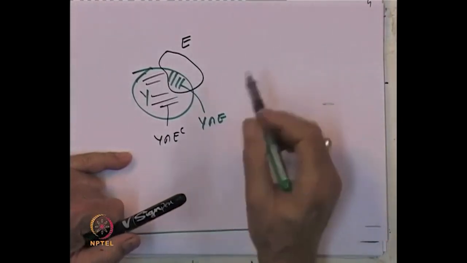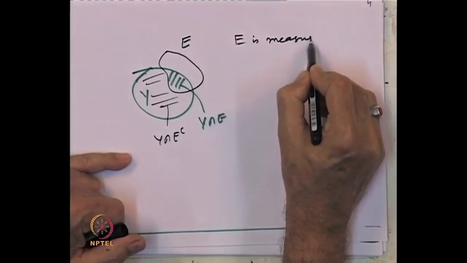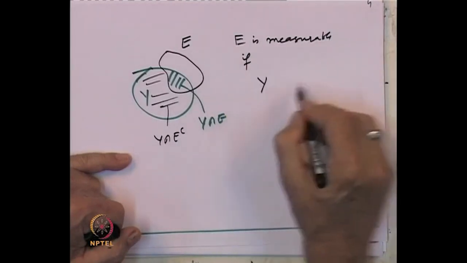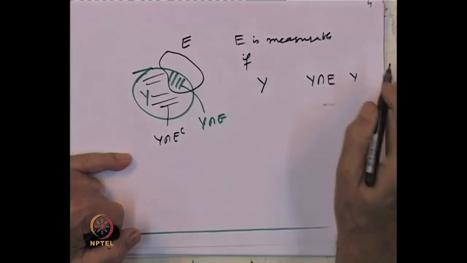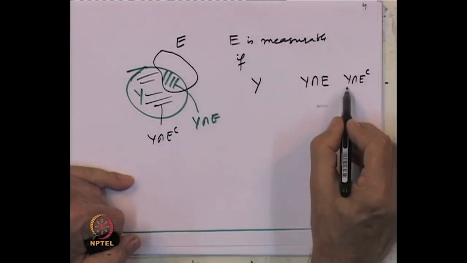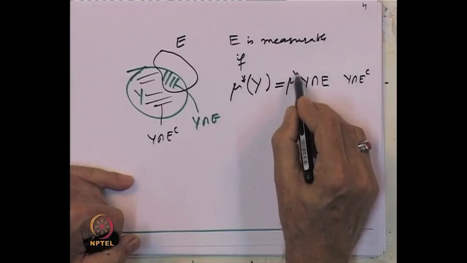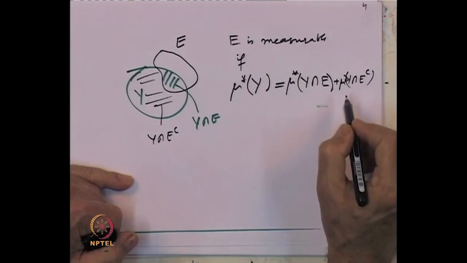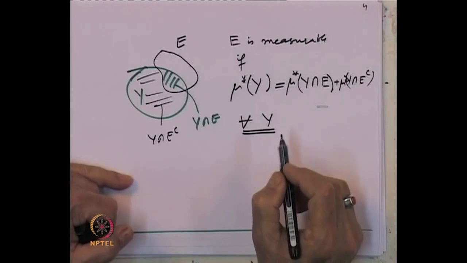So, the requirement is, we are saying that E is measurable if, using E, Y is a set, you cut it into two parts, Y intersection E and Y intersection E complement. So, there are two disjoint pieces of Y, and you should have mu star of Y equal to mu star of Y intersection E plus mu star of the other part. That should happen for every Y. It should happen for every Y. That is important.